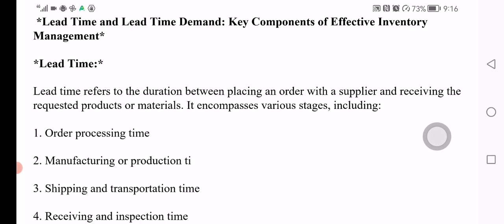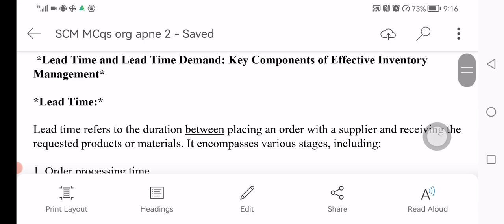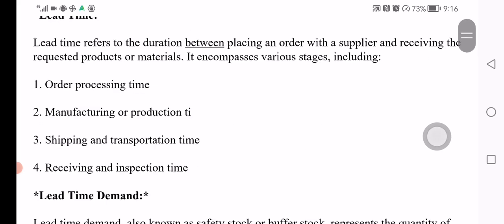In a nutshell, when the product reaches your respective plant, all the activities carried out at that destination will be included in the lead time. So receiving and inspection time will also be included: you received and accepted the product, and you verified the product against the purchase order, that the products are in the right quantity and right condition. That will also be a part of lead time.